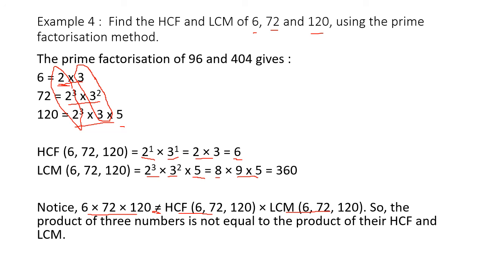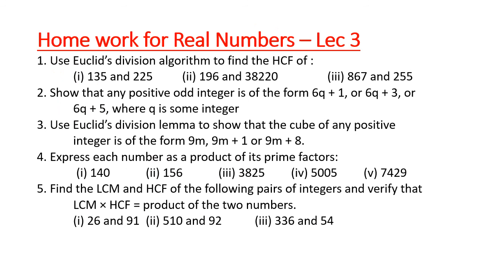Now we go to the practice. So here I have given some homework. See the questions: using Euclid's division algorithm find HCF. Then the sum: show that positive odd integer is in the form 6q plus 1, 6q plus 3, 6q plus 5. Remember the first two sums we did for positive odd integer? 2q plus 1 was one form, 4q plus 1 and 4q plus 3 were different forms. Here I have used b equal to 6. So I hope you will know how to do the sum.